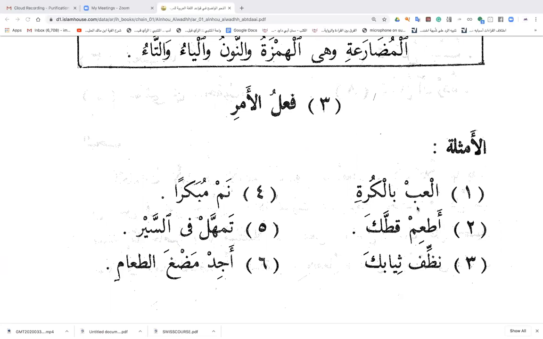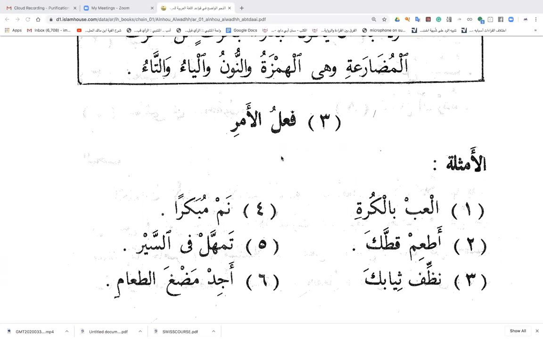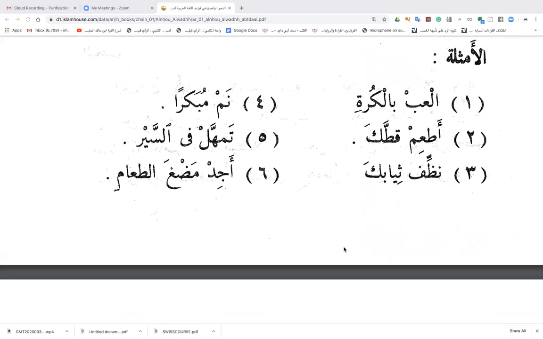The first words are always called fi'l amr. They happen after you said it. So when you say to someone il'ab, they play after you said it. So that's a future. فعل أمر في المستقبل يعني. أطعم, feed, they're going to do it after you say it. نظف, clean, they're going to do it after you say it.